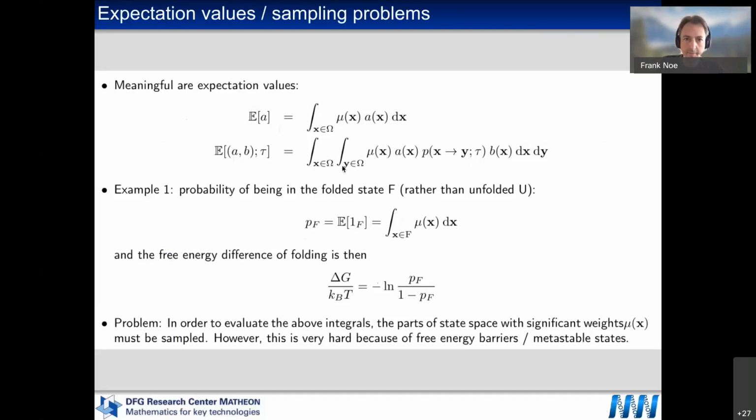Okay, so these are examples for expectation values that we can compute, and from that we can compute a lot of things that are practically interesting, like folding free energies, binding free energies, folding rates, binding rates, unbinding rates, etc.